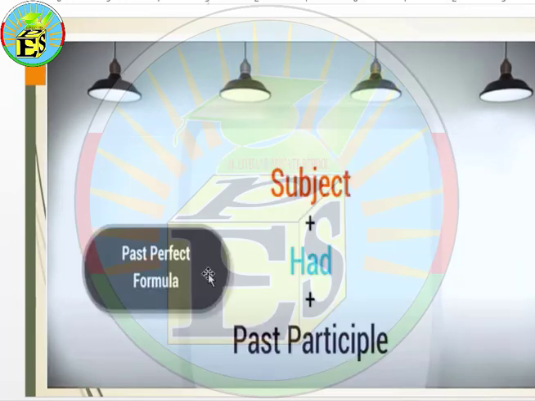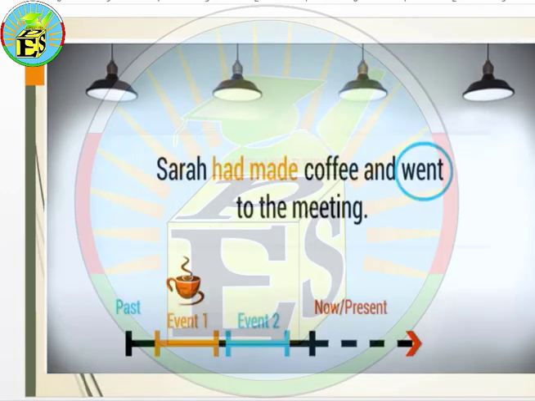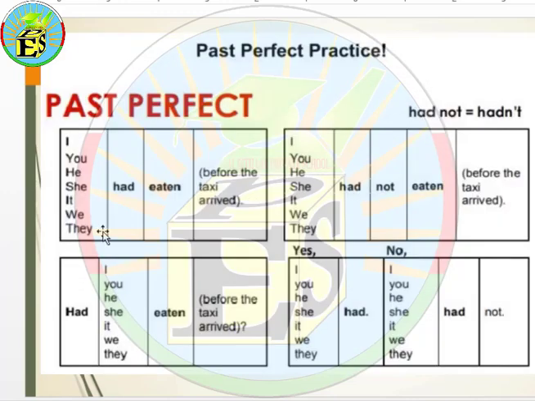So can you tell me what's the form of the past perfect? The past perfect formula: subject plus had plus past participle, the same like the example here. Had made, so we have here the subject plus had plus the past participle of the main verb. Okay, now let's study these tables.